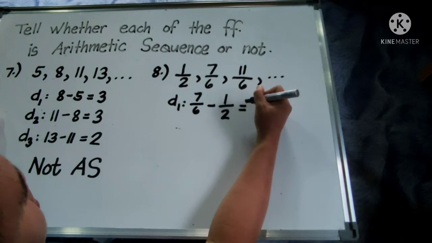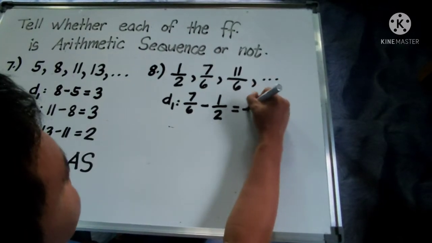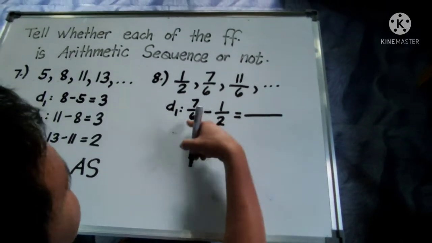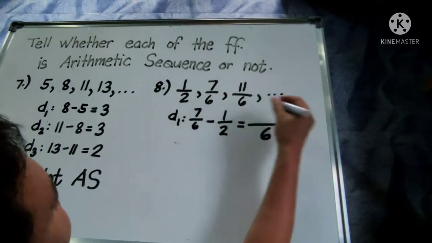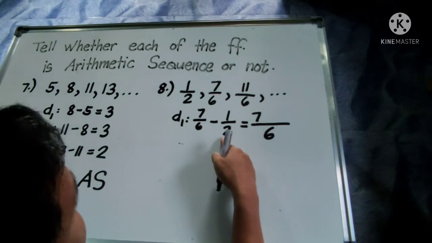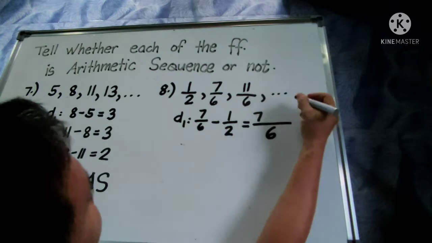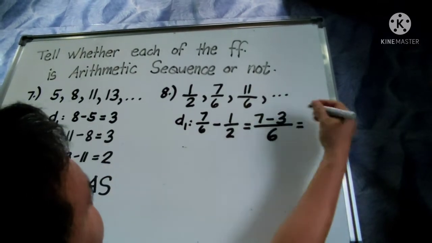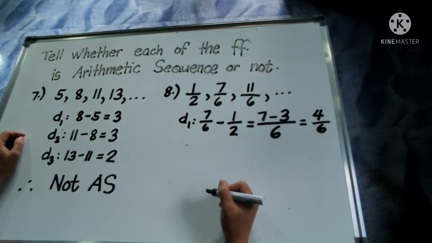Recall the rules in subtracting fractions. You need to find the LCD, or the least common denominator, and that is 6. 6 divided by 6 is 1 times 7, 7. 6 divided by 2 is 3, times 1, 3. So minus 3. 7 minus 3 is 4 over 6.